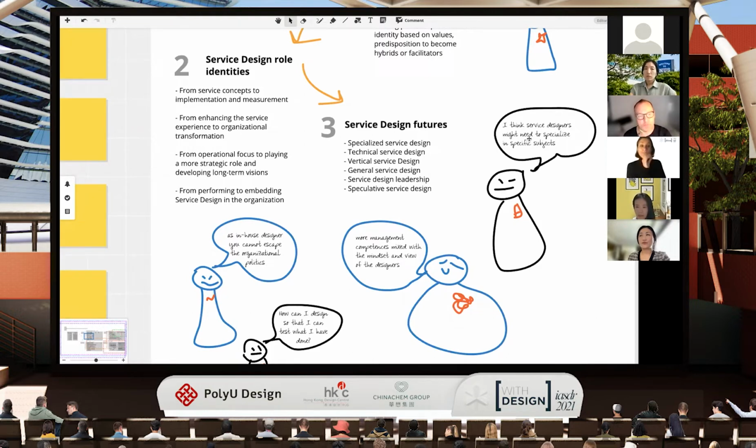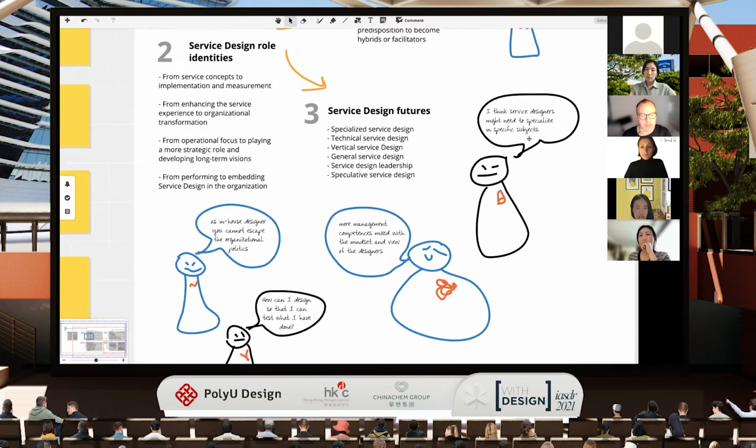And we have a couple of those that we could identify. For example, the second from last there, from an operational focus, that is working a lot with the design techniques, design methods, design tools, or going over to playing a more strategic role and developing more long-term visions, for example.